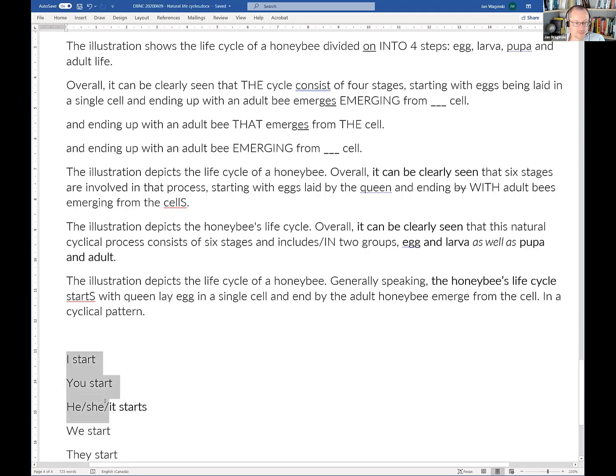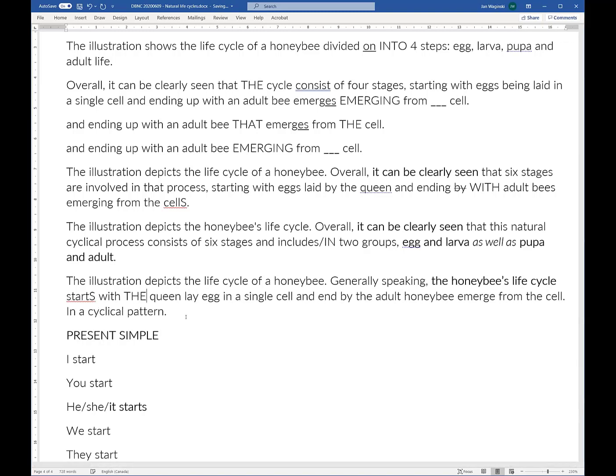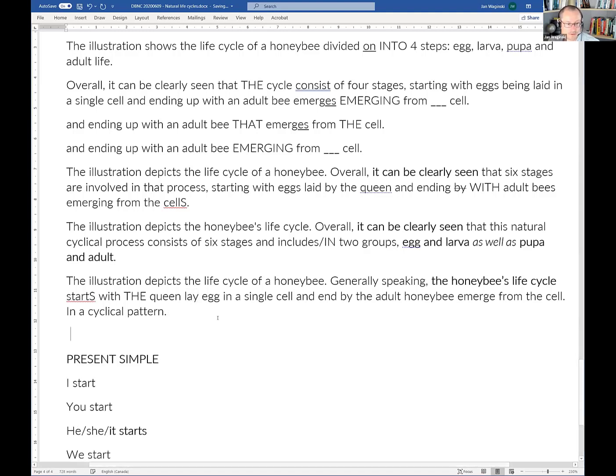What's this verb tense, by the way? Past, present, future? Present. Which present? There's four of them. Simple present. Present simple, simple present, same thing. Starts with the queen. Okay, now I understand. The queen.